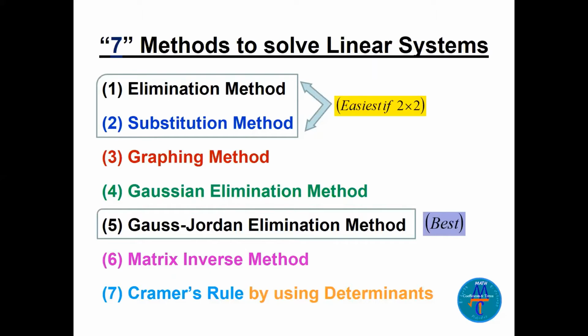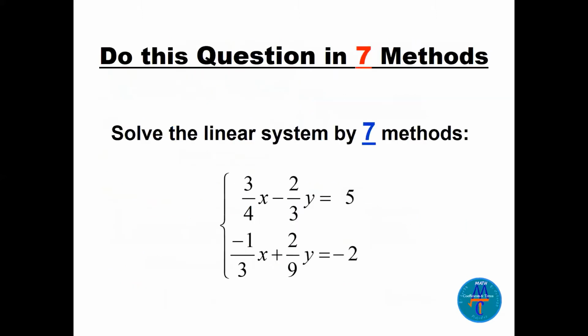If you don't know what a determinant is, you can go back to another video to see the determinants of matrices. Let's start. Now this is the question we will consider. 3 over 4 x minus 2 over 3 y is equal to 5, minus 1 over 3 x plus 2 over 9 y is equal to minus 2. This is a linear system in 2 variables, x and y. So I will consider this example. You can pause a little, please, and try method number 1 maybe. You can try method number 2 if you like.